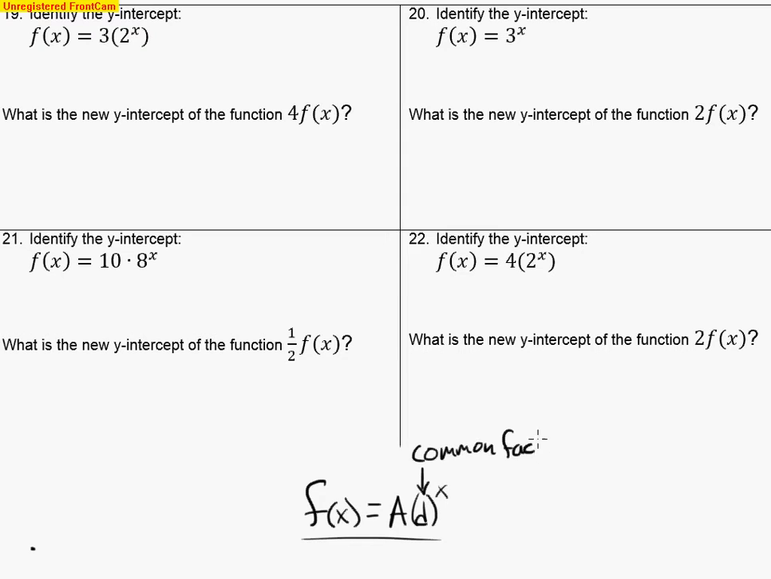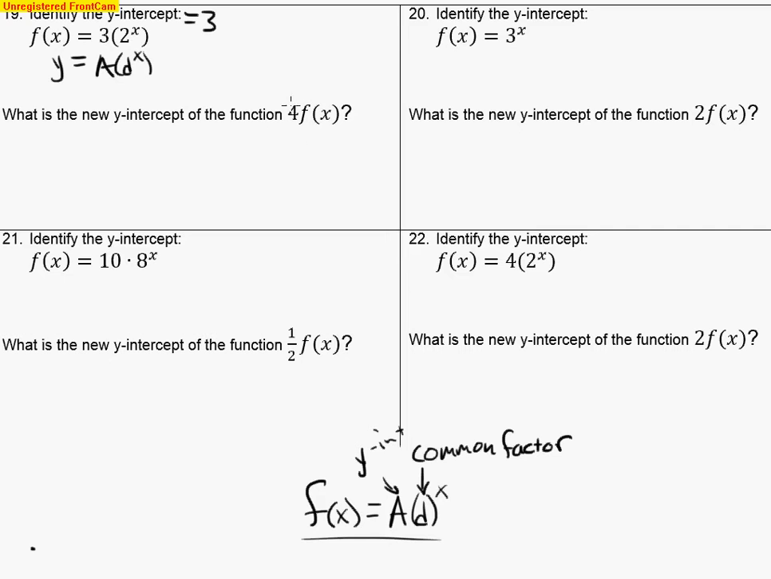factor, and this a is my y-intercept. So if I go ahead up here and I line this up, I'll have y equals a d to the x. So clearly my y-intercept for this one is the 3.